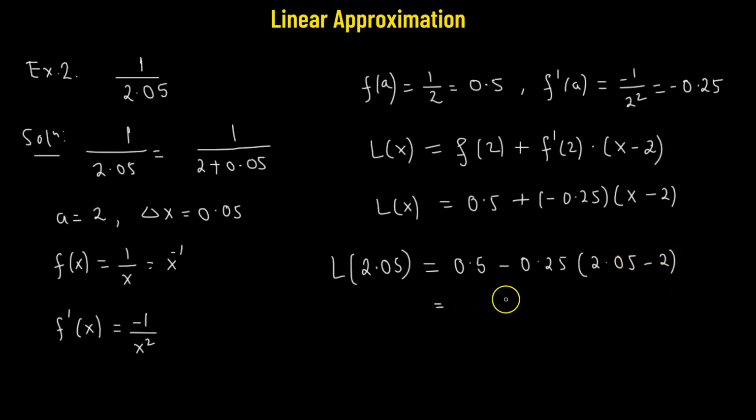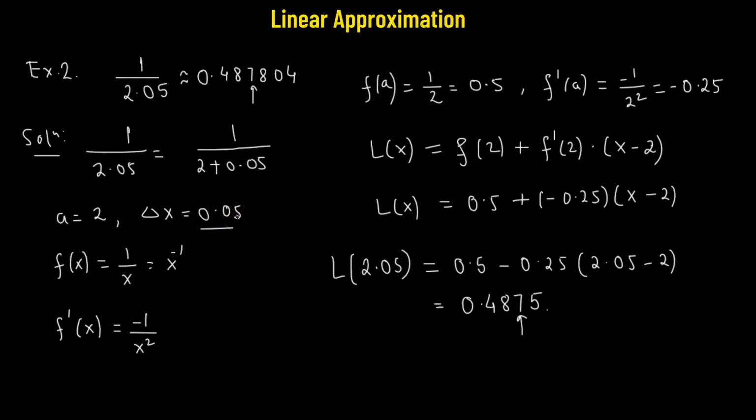So let's plug this into a calculator, and this is going to give us 0.4875. So this is the approximation value of 1 over 2.05. And if we plug 1 divided by 2.05 into a calculator, this gives us 0.4878. So if we compare the two results, we can see that our value is correct up to 3 decimal places. It matches to 3 decimal places, so it's a very good approximation in the neighborhood of 2 because we have taken 0.05 here.